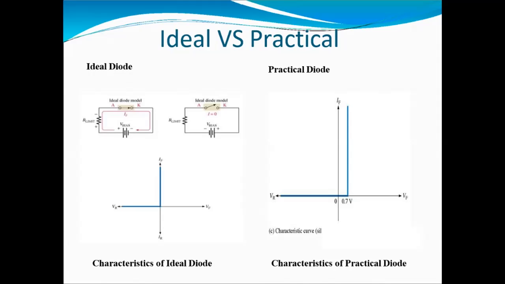So in ideal diode, the resistor will not appear outside. But in case of practical diode, the resistor will compulsorily be there. So in this diagram, when the switch is closed, the current is passing throughout the circuit. But in case of ideal, when the switch is open, there is no current passing. So that is the ideal versus practical diodes.